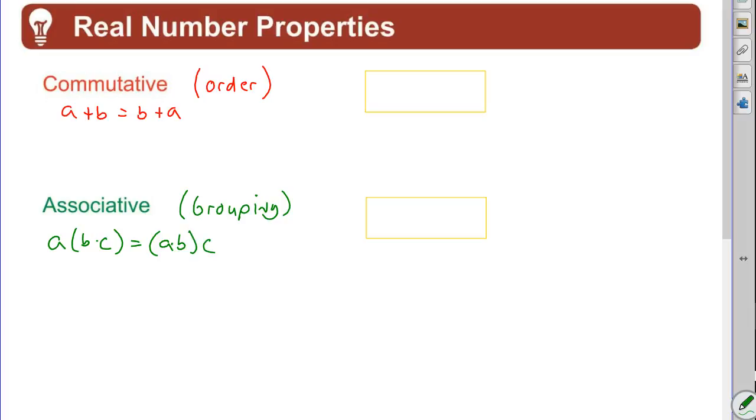So in the first case on the left, the B is grouped with the C, and now the B is grouped with the A. We change the grouping. Hey, that's associative. Again, you can do it in addition and or multiplication.